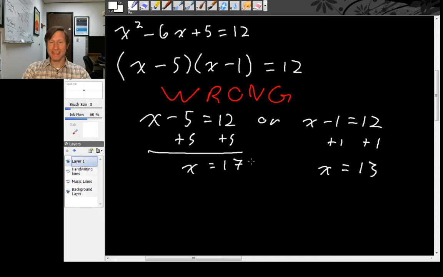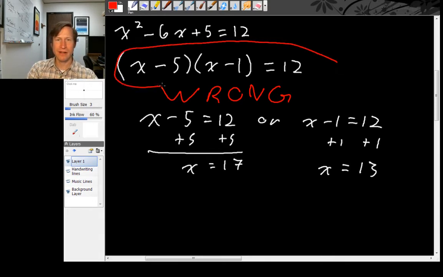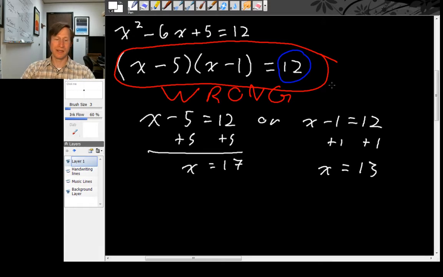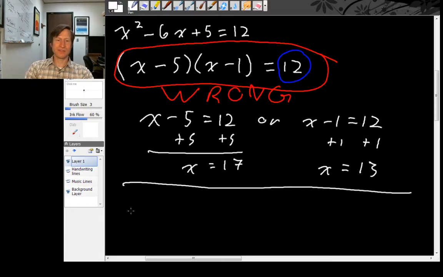Go ahead and take 17 or 13 and put them into this equation. You'll find that they don't actually work in this equation. So something has gone wrong. And again, what went wrong is this step right here. The right-hand side isn't 0, and so you cannot use the zero product property. That's what went wrong. So let's start over, and let's do this the right way.